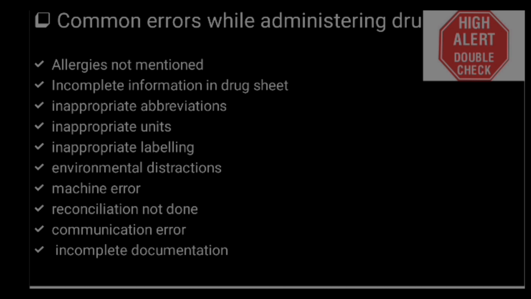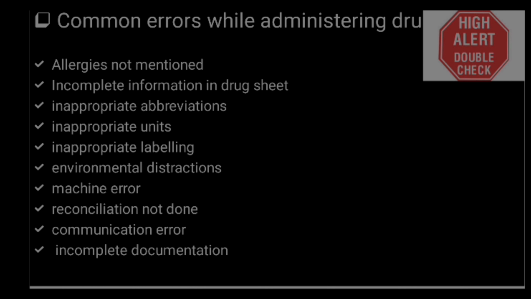Then the next is common errors while administering drugs. Allergy is not mentioned. It is very important to mention allergy in the drug sheet to improve patient safety. Incomplete information in the drug sheet. Always check your drug sheet whether it is filled fully or not, like generic name, dose, frequency, date, etc. Inappropriate use of abbreviations must be prohibited.